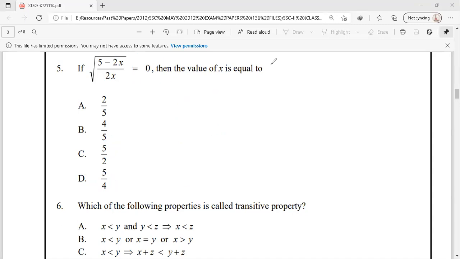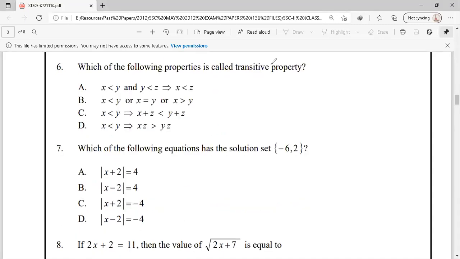Then we have question number 6 and question number 7. Which of the following properties is called the transitive property? So the transitive property is mentioned in our option A, which states that if x is less than y and y is less than z, then automatically x will be less than z. So option A is the correct answer.